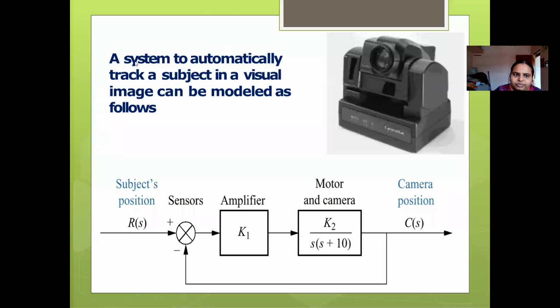For this system, automatically a subject is tracked visually, which means we are going to capture some images. What does this model consist of? It is a control system unit whose block diagram has an object, taken as the subject position, which you are going to capture in terms of a video image or any images. Then a sensor is used, then amplifiers so that we can amplify the signal, then a motor, which determines how much rotation there will be, and a camera.